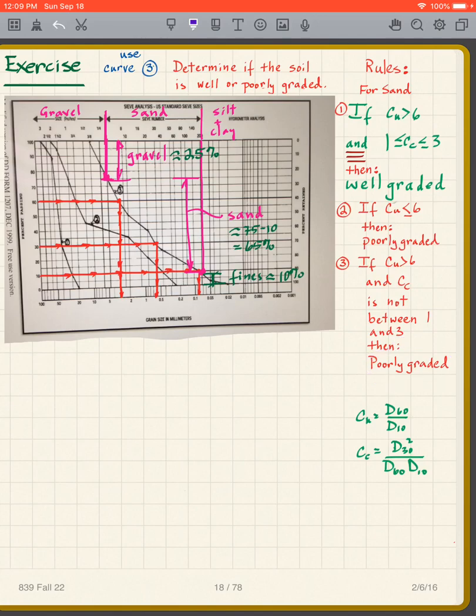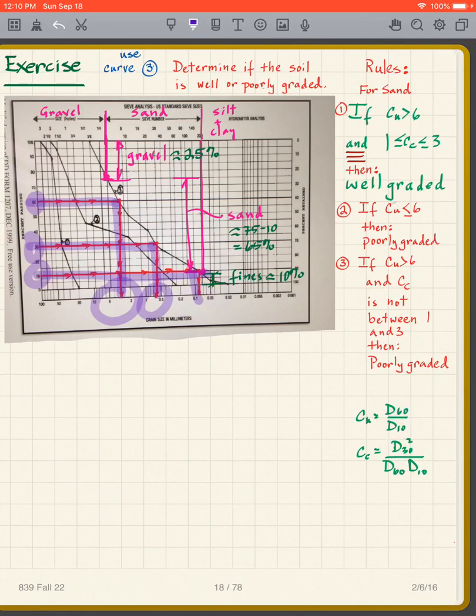Now, what are the definitions of Cu and Cc? Well, Cu is D60 divided by D10. Just to remind you, Cc is D30 squared over D60 times D10. And remember the way that we get the D60, D10, D30. How do we do it? We look at the curve. Here's 60, I go over to the curve, down. Here's 30, I go over to the curve, down. D10, I go over to the curve, down. I read off the values of the grain size for those points. And that gives me the D60, D30, D10.